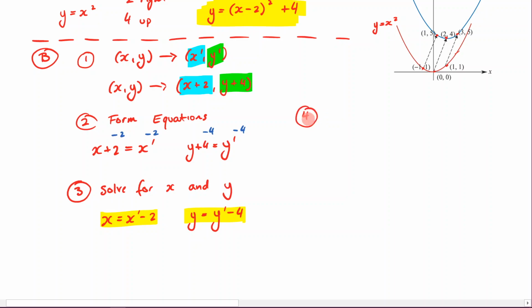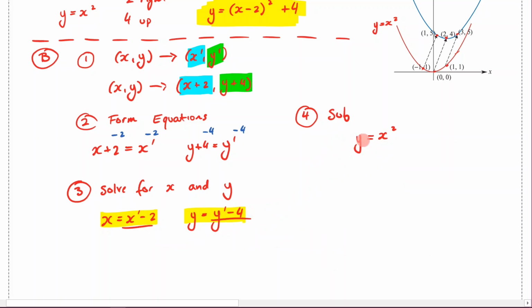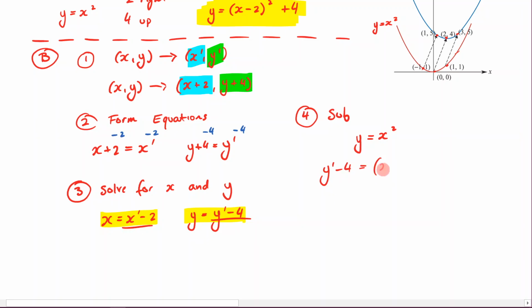Step number 4 is going to be all about substitution, so sub. We're going to start with our original graph, y equals x squared. And what we're going to do now is we're going to put our new y value, so this right here, we're going to put that into the y spot, and we're going to put our x value, x dash minus 2, we're going to put that into the x spot. So we're subbing in these points, or x equals this and y equals that, into our original graph. Okay, so we're subbing these in to this. So into the y spot, I'm going to get y dash minus 4. And into my x spot, I'm going to be putting in x dash minus 2 squared.